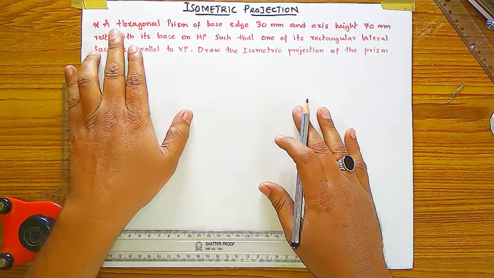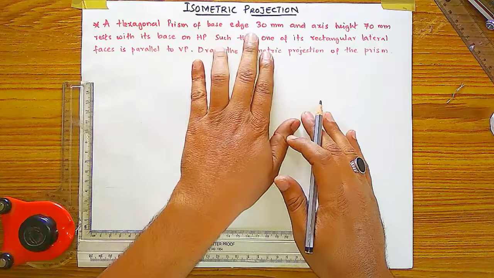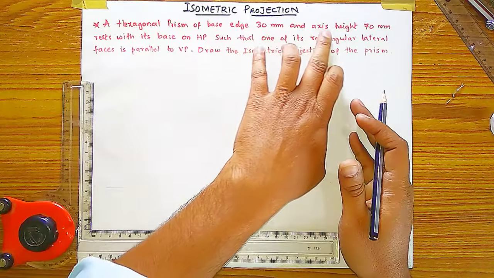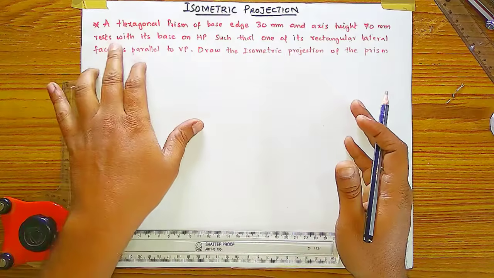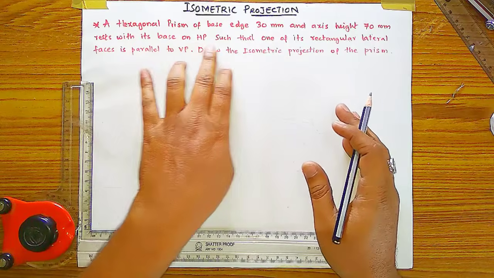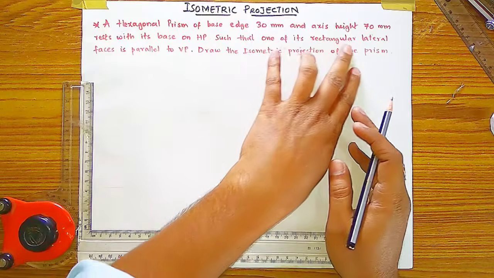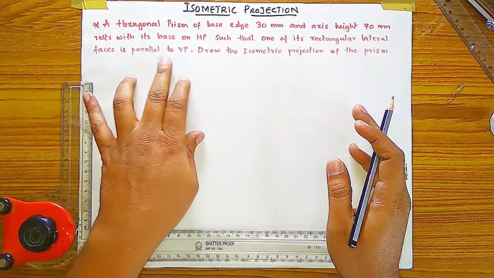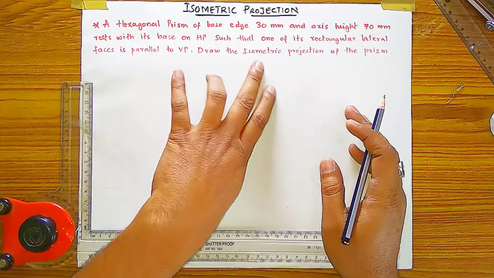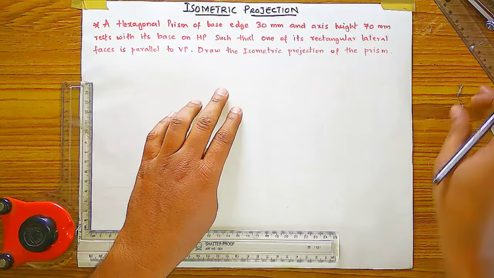And this is the question: a hexagonal prism of base edge 30 mm and axis height 70 mm rests with its base on HP such that one of its rectangular lateral faces is parallel to VP. Draw the isometric projection of the prism.